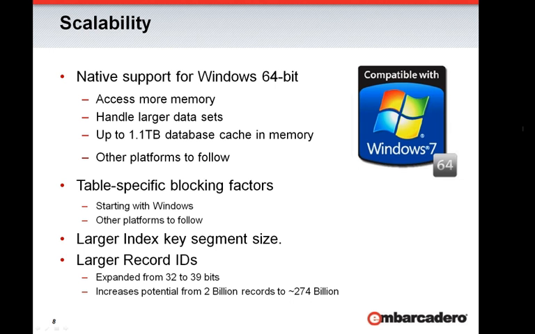And lastly, with larger record IDs, you can now store many more billions of records in a table. So that's billions with a B. The record identifier has increased from 32 bits of information to 39 bits of information with InterBase XE database, which will accommodate billions of records more with the XE release.